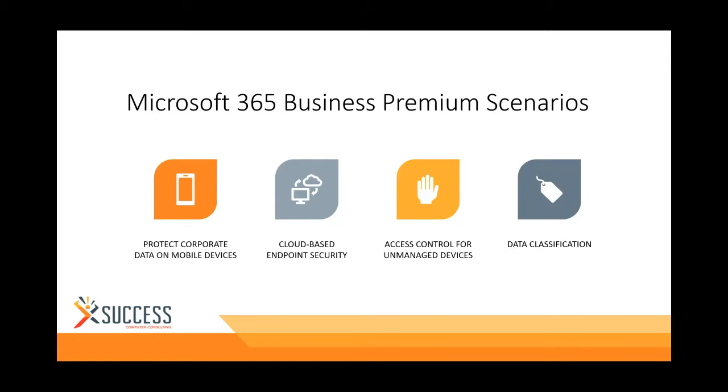So they will be protecting corporate data on mobile devices, cloud-based endpoint security, access control for unmanaged devices, and data classification. And then after this, we'll also touch on a couple of enterprise-specific scenarios, so that we can talk about what's missing in the business SKU that you might find in enterprise but you don't have in business. So we'll touch on that as well.